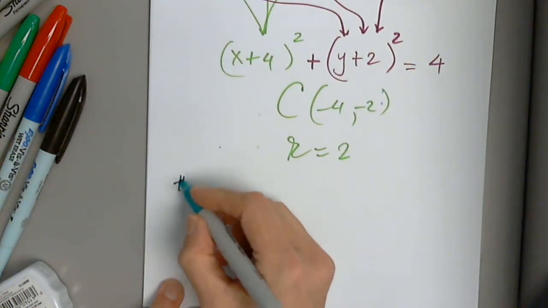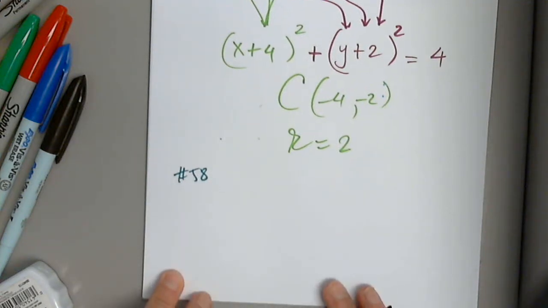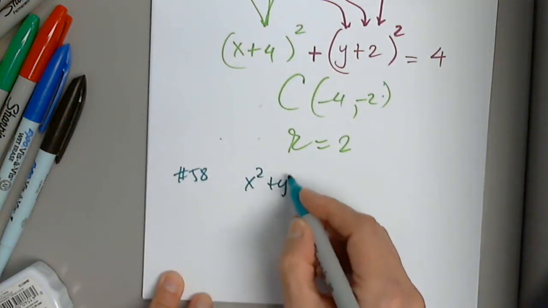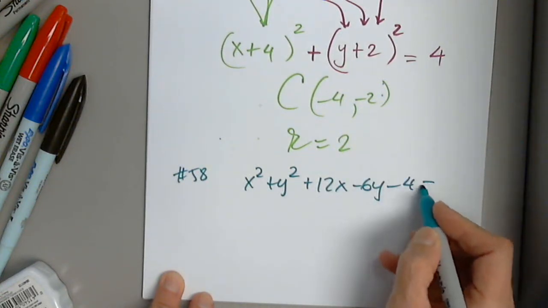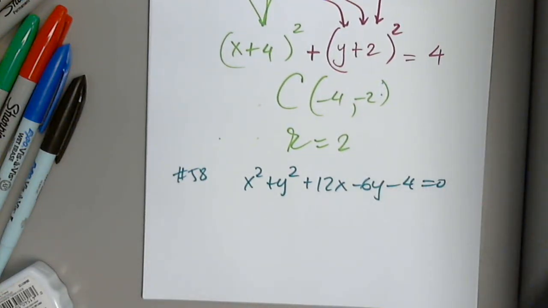58. Same page. X squared plus y squared plus 12x minus 6y minus 4 equals 0. Is this the equation of the circle? Exactly. The answer is we have no clue.